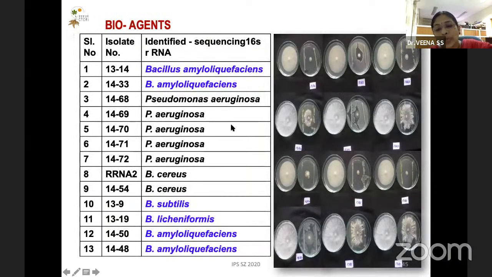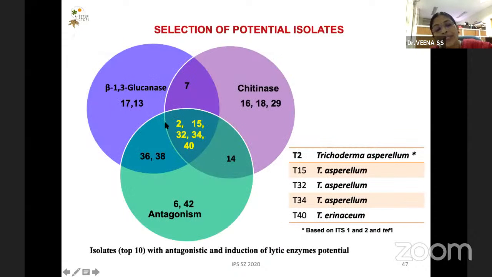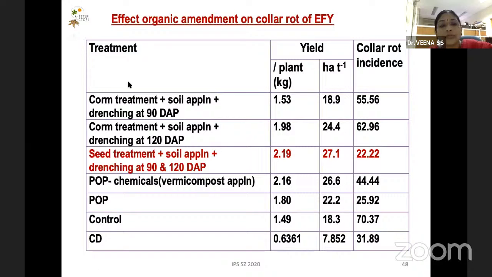Here also, there are so many isolates of bacteria and Trichoderma. We have almost 43 very good Trichoderma isolates. We compared all of them, taking beta glucanase and chitinase induction and antagonism as criteria. Finally, with all that compiled, these 5 isolates are what we are using for multiplication and recommending for our control measures.